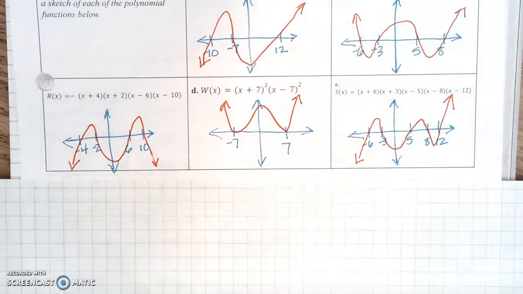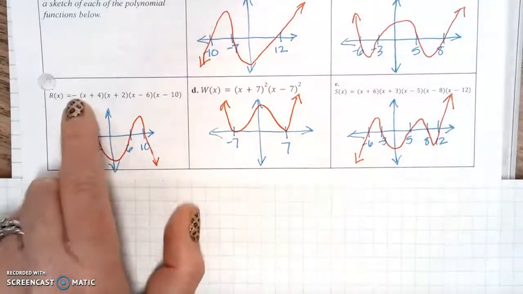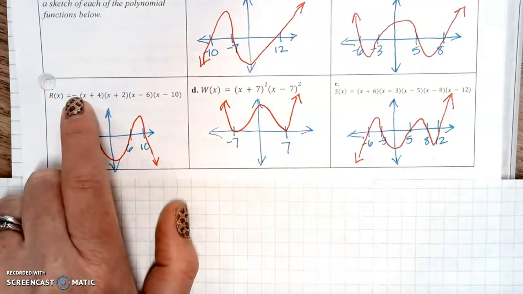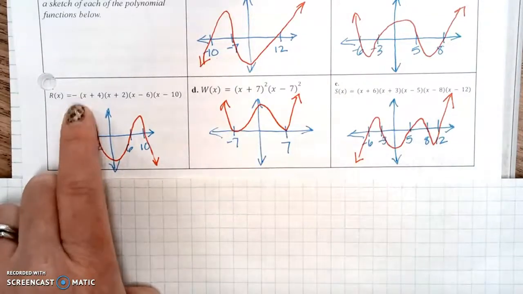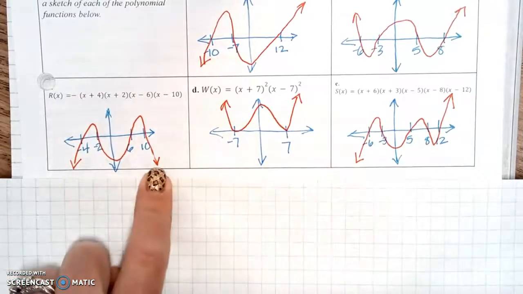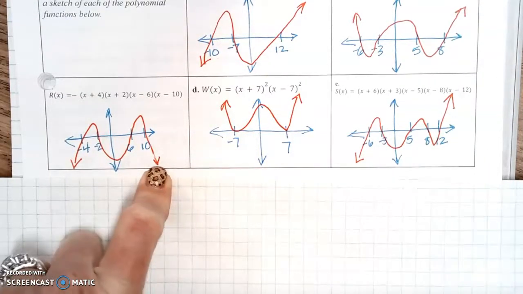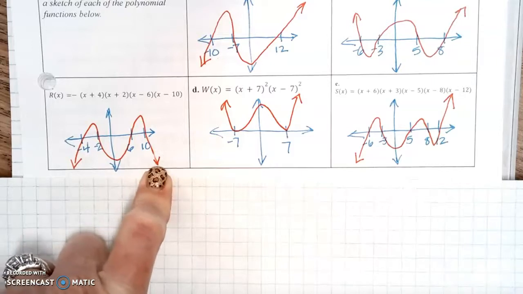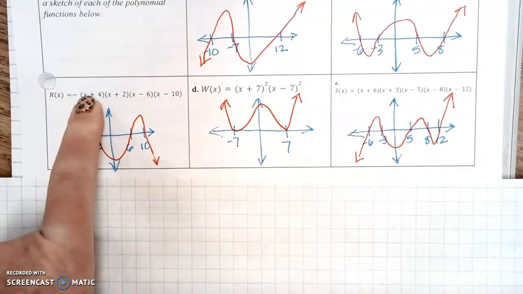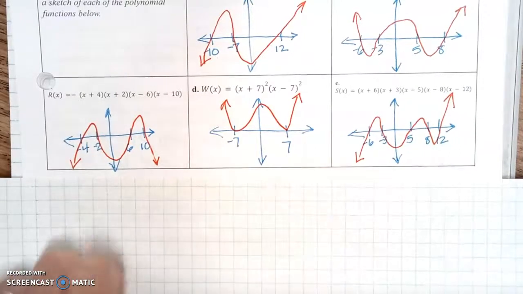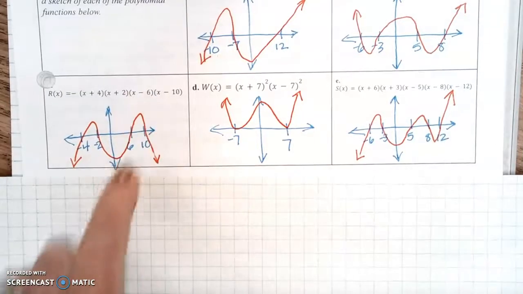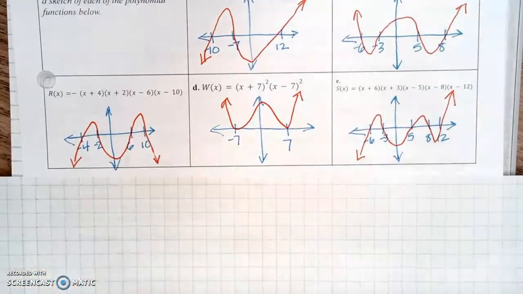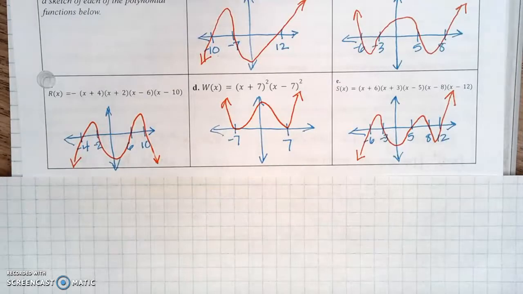So C is one polynomial that has this little negative sign out front. It's almost hard to see because it's right next to the equal sign, but there is a negative in there, so it's going to end up going to negative infinity, and then we can tell that it's going to cross at negative 4, highlight that. It's going to cross at negative 2, highlight that, cross at positive 6, and positive 10. So instead of looking like a W, this one looks a little more like an M.